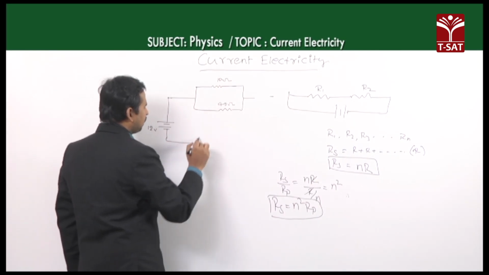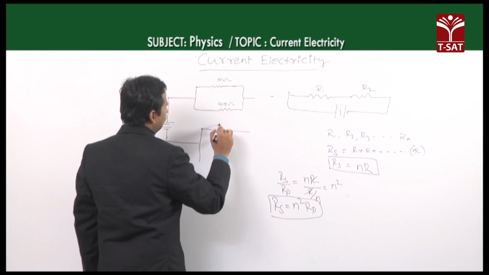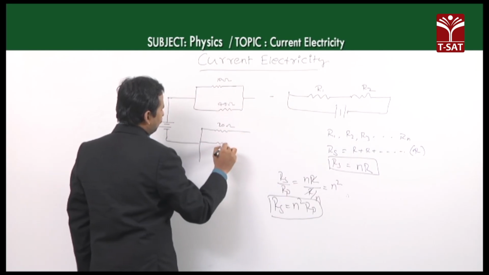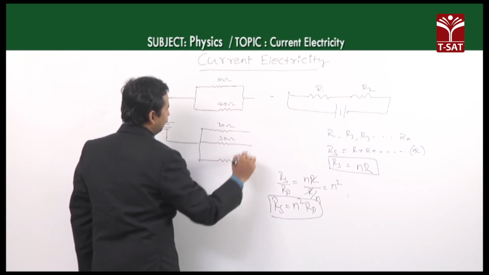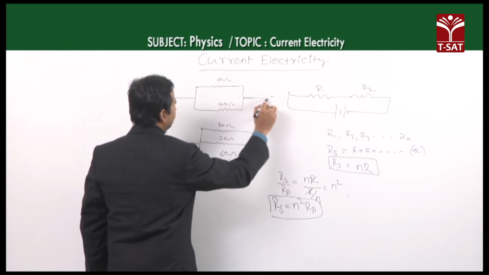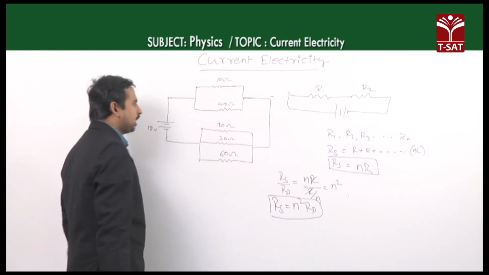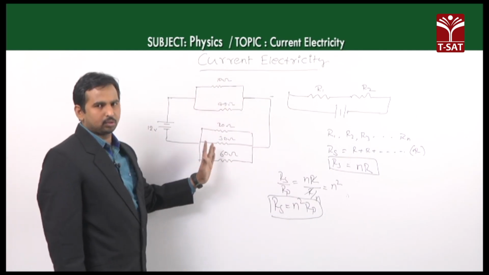And now this again is connected to another 3 resistances, of 20 ohms, next one 30 ohms, and another one 60 ohms, like this. If we have a circuit like this, then we have a total of 5 resistors present.